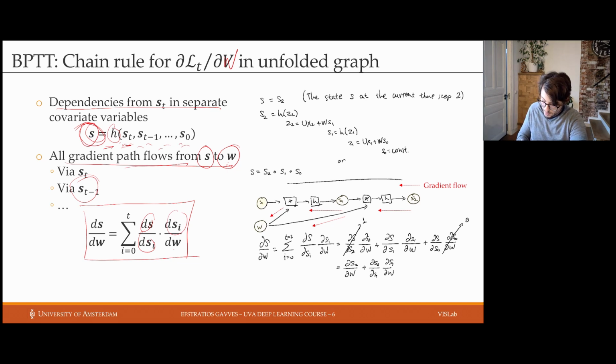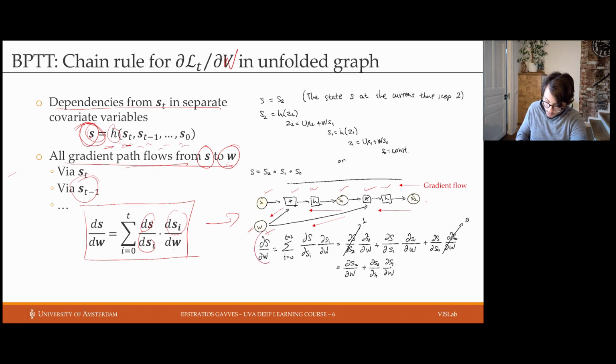Now, if we were to write these things in terms of computational graphs, we can see it here. We've got initially S0, which is multiplied by W and then transformed by H. This yields the S1 variable, which again is multiplied by W and then transformed by H to arrive at S2. The final state S is the outcome of all the operations together. So basically at the end S equals S2.